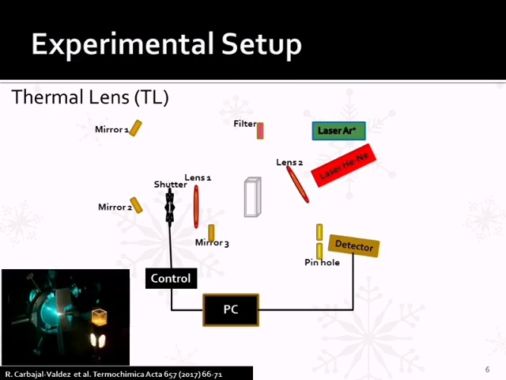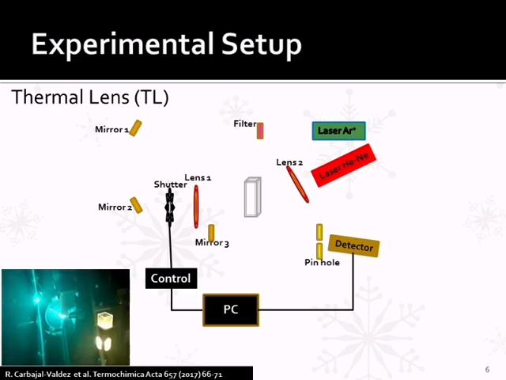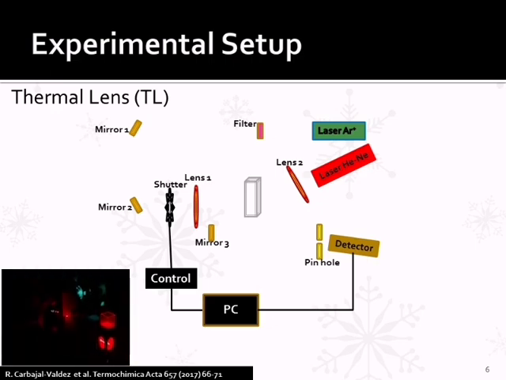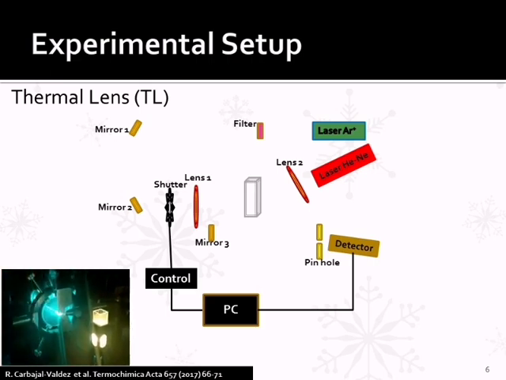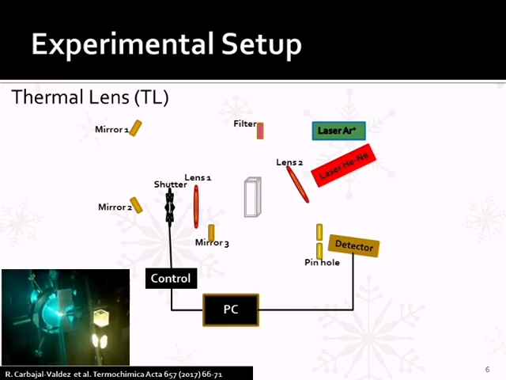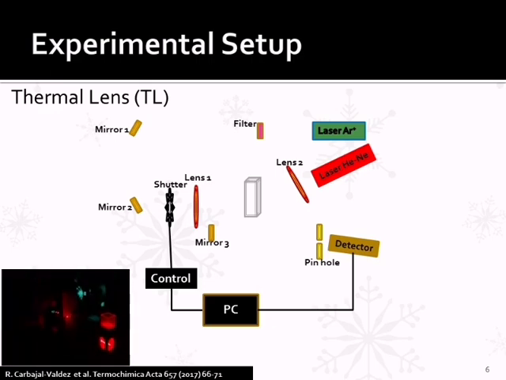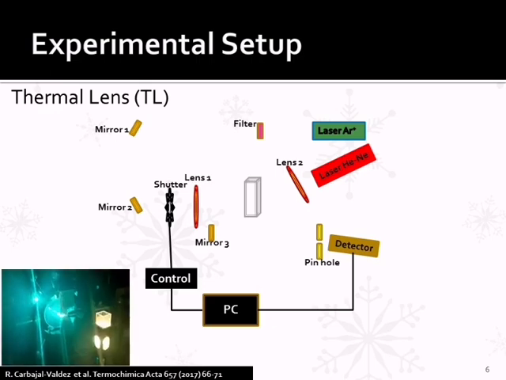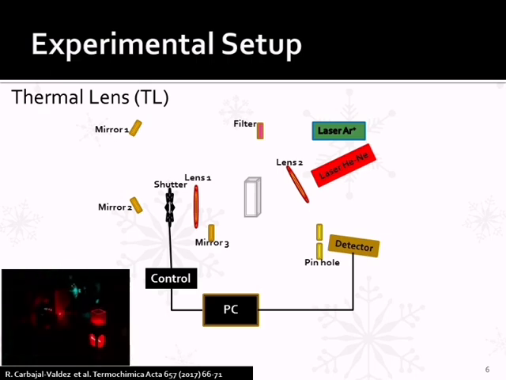In this slide, we can observe how the experiment is performed. A red laser is used as a probe beam. It passes through the sample and is collected by a sensor. A green laser is used as a pumping beam to energize the sample. The green laser is controlled with a shutter.